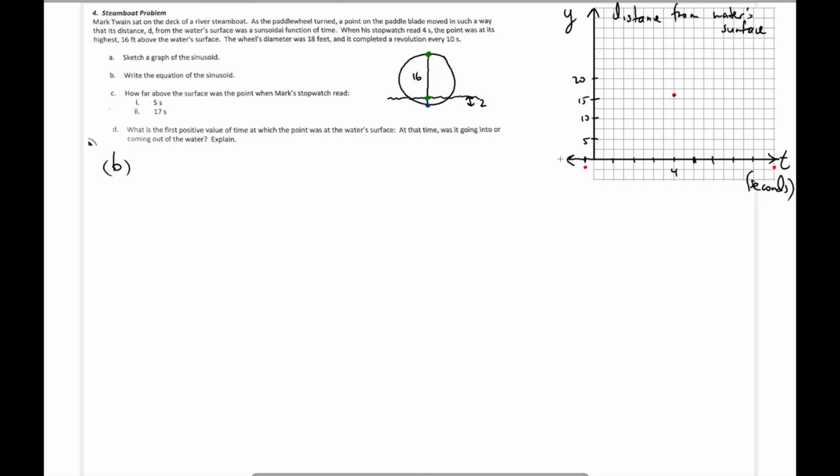Let's also find the equation. All right, so the equation is going to be the sine form, which is written as A sine (Bx minus C) plus D. Okay, first let's find the A, that's the amplitude.